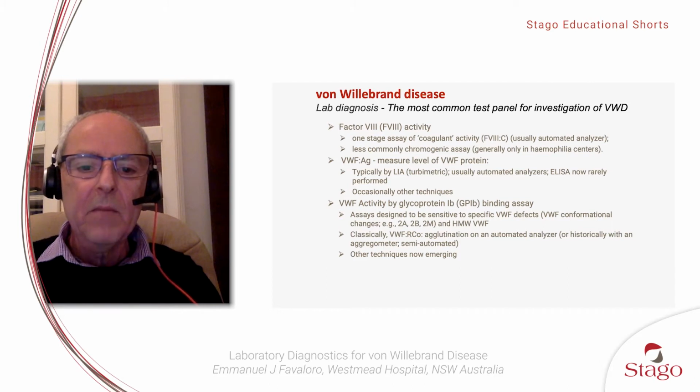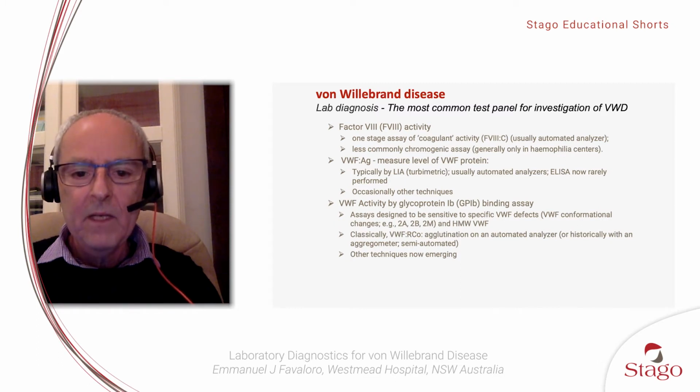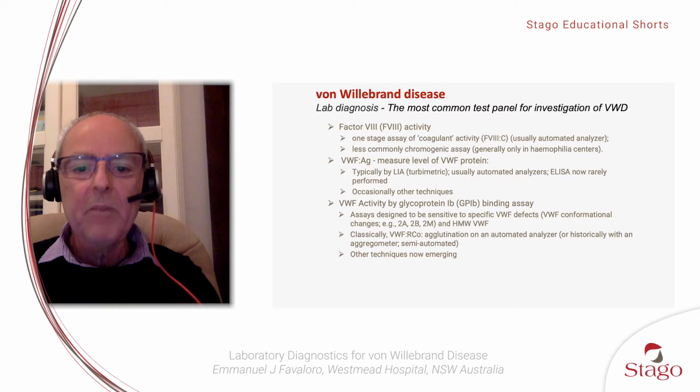The other main assay that most laboratories use is a VWF activity using a glycoprotein 1b binding assay. So these assays are designed to be sensitive to specific von Willebrand factor defects or von Willebrand factor conformational changes that occur in patients with 2A, 2B or 2M von Willebrand disease. It's also designed to be sensitive to high molecular weight VWF.